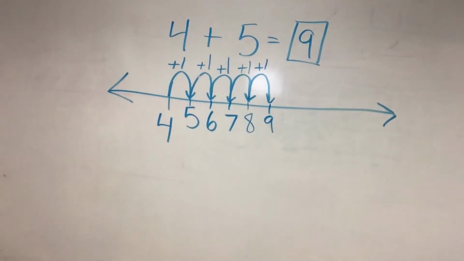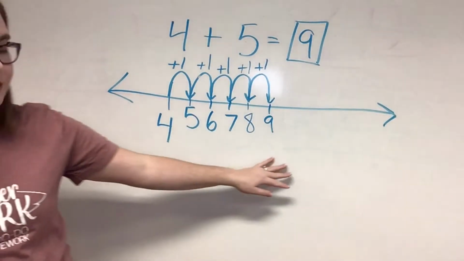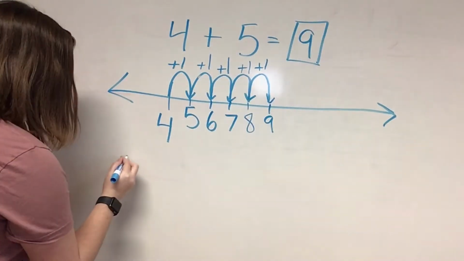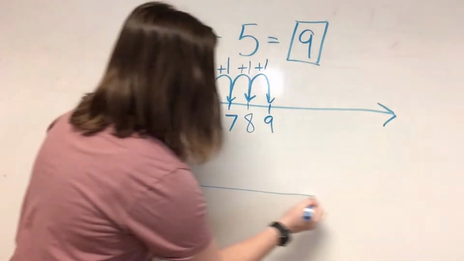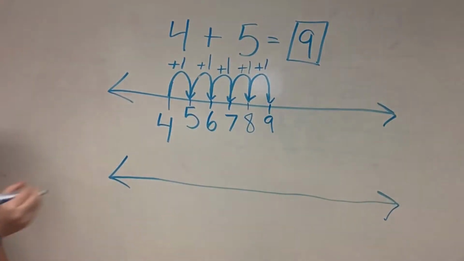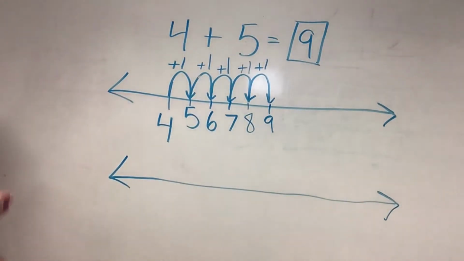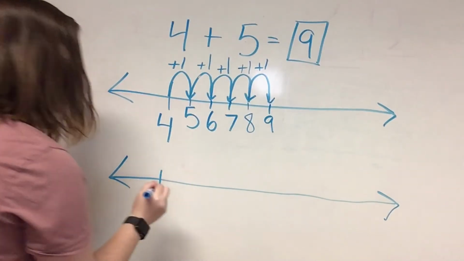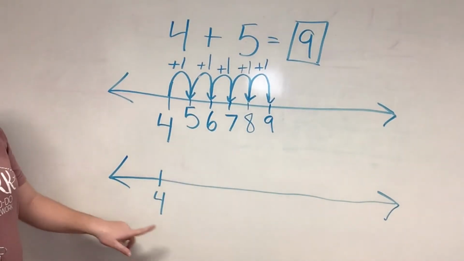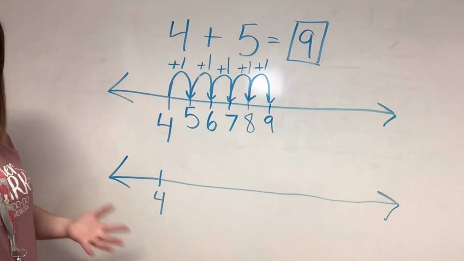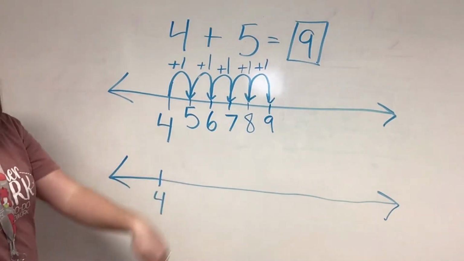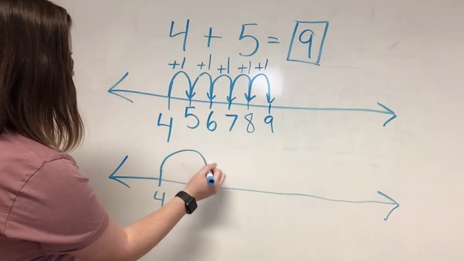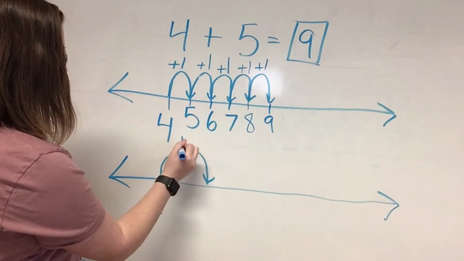Now, maybe you don't want to do jumps of 1. Maybe that feels really slow, and sometimes it is, especially if we do bigger numbers. But maybe you are really good at counting by 2s. So you know, hey, 4's in there. I know that when I count by 2s, my next number is 6. So maybe you want to do a jump of 2 all the way to 6.